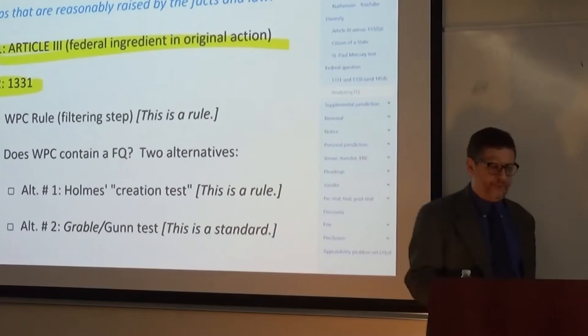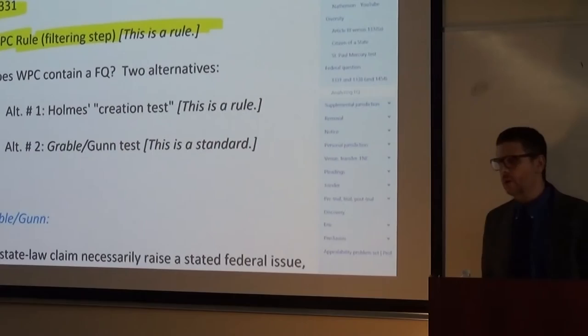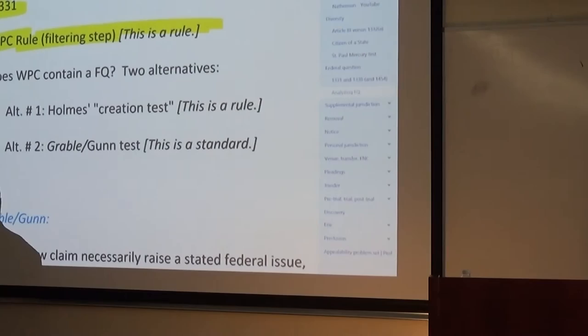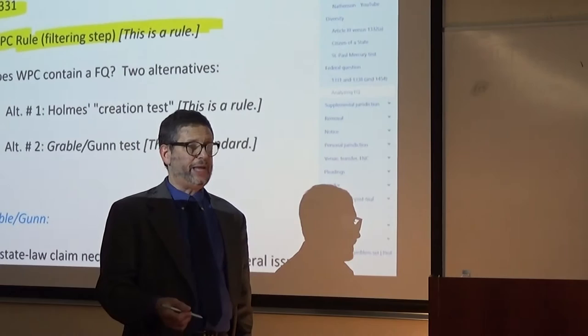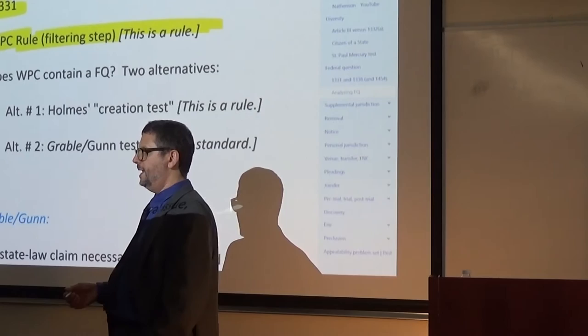So the first thing you have to do when analyzing federal question jurisdiction is to do the well-pleaded complaint rule, the WPC rule. That's a rule. It just tells you where to look for a federal question for purposes of the statute. And the place you typically look is in the cause of action in the plaintiff's complaint. You don't look in the defendant's answer. You don't look in the defendant's counterclaim. You don't even consider any federal defenses that the plaintiff includes in his or her complaint, right?